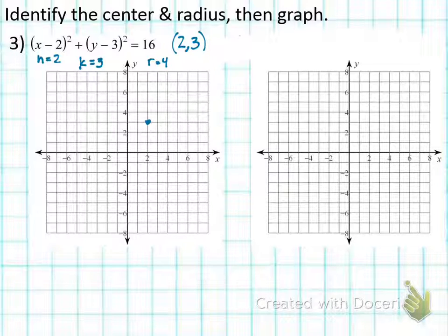Okay. Then we're going to graph radius of 4. We're graphing a radius of 4, so we're going to go up 4. Ready to go left 4, down 4, and right 4. Okay, and then we're going to graph a circle. Okay, so yours should look like mine, okay?